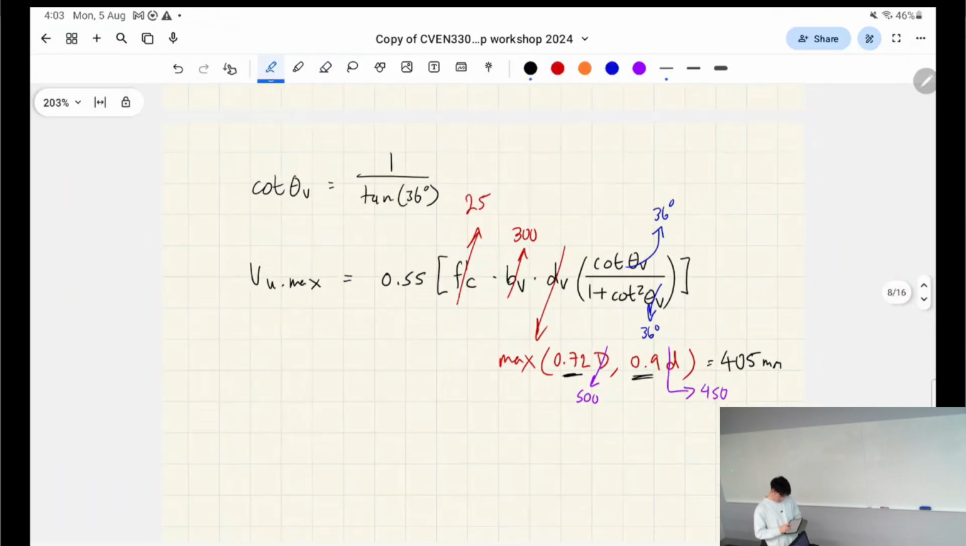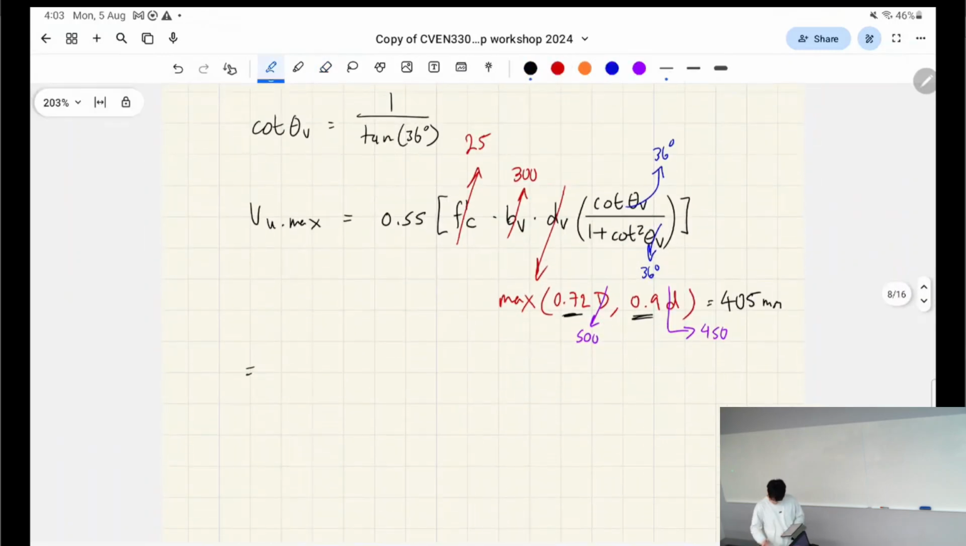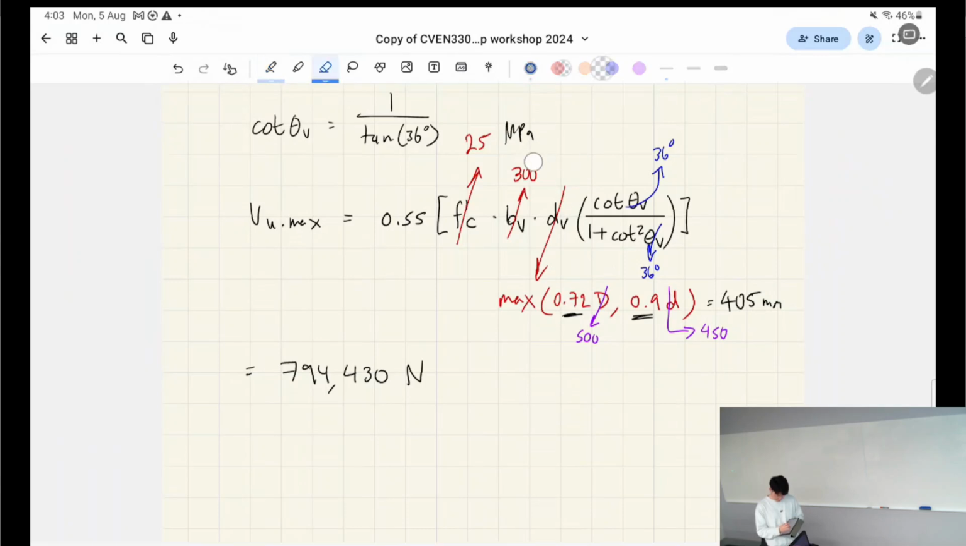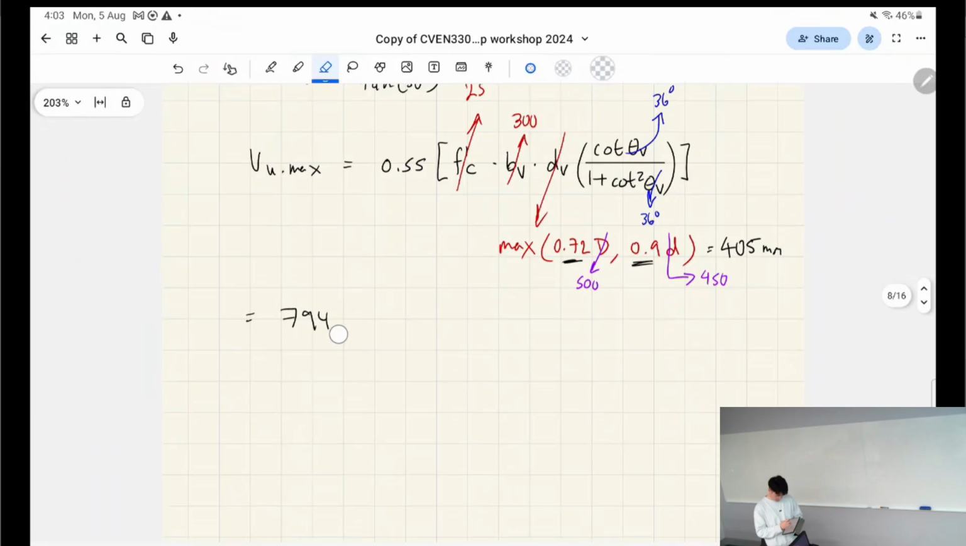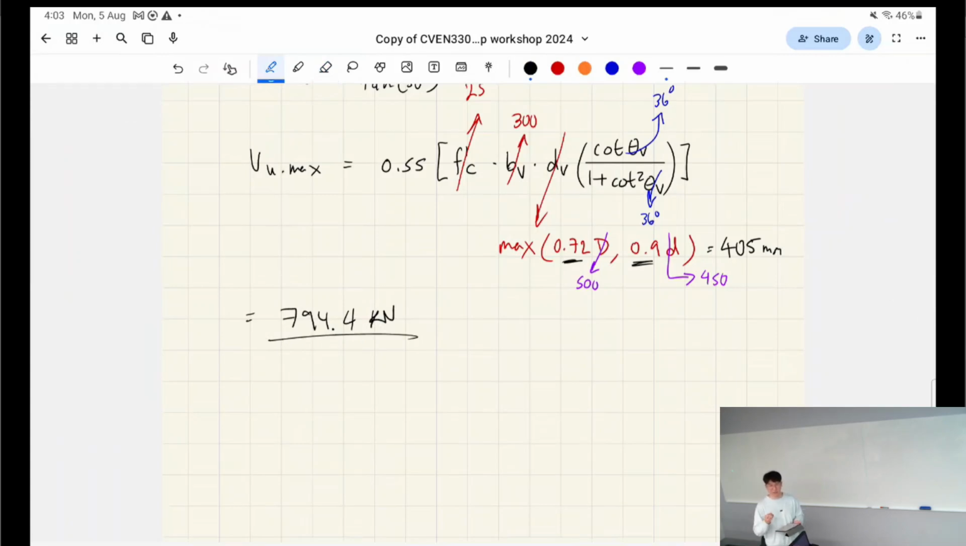Just keep that in mind when you're plugging it in the calculator. This is going to give you an answer in newtons, because we've been working in mm and MPa. So this is MPa, this is mm, etc. It's going to give you an answer in newtons, but we want to convert it to kilonewtons because kilonewtons are, I guess, nicer to present. So you divide it by 1,000 to get from newtons to kilonewtons.